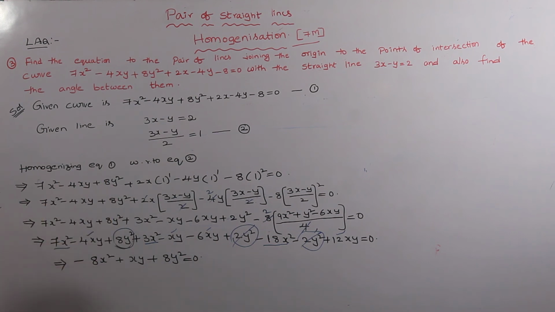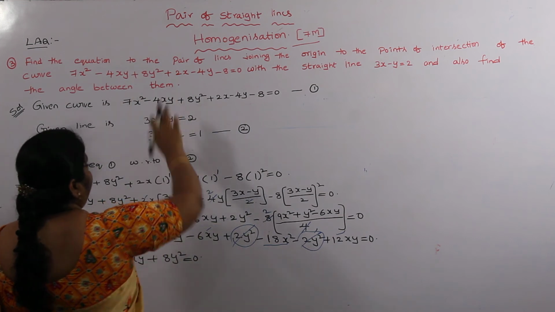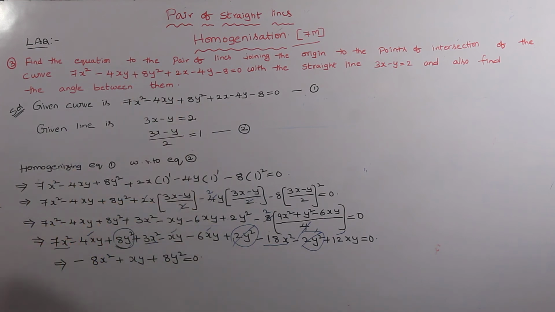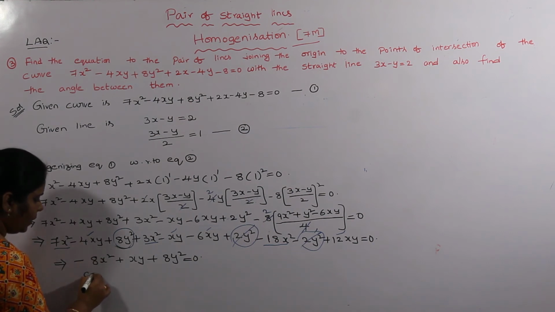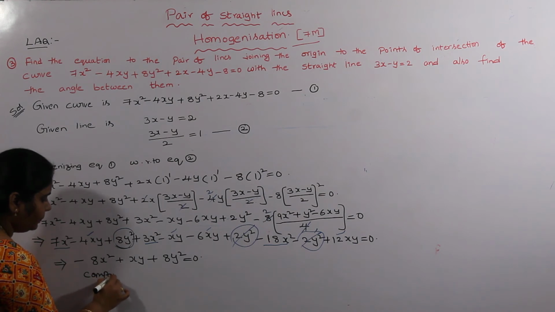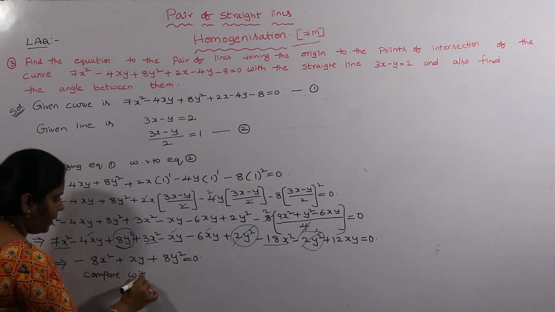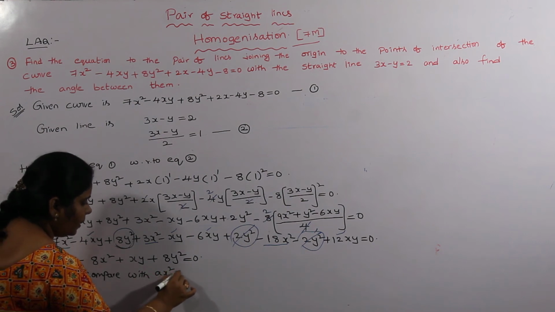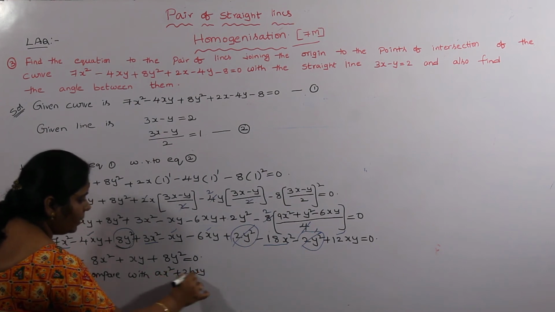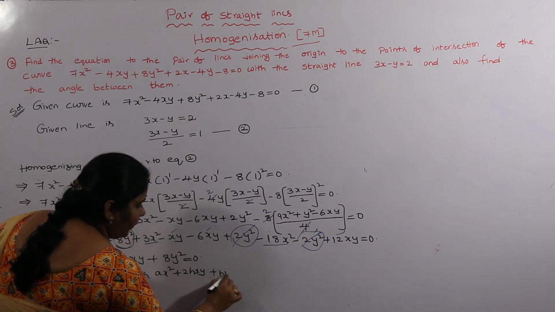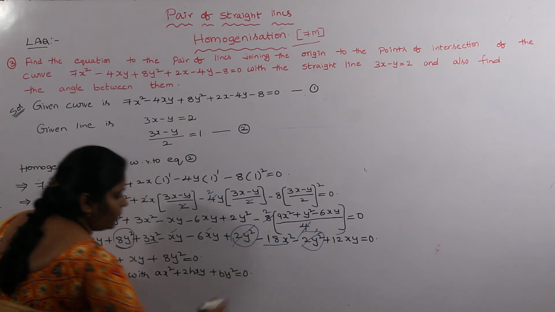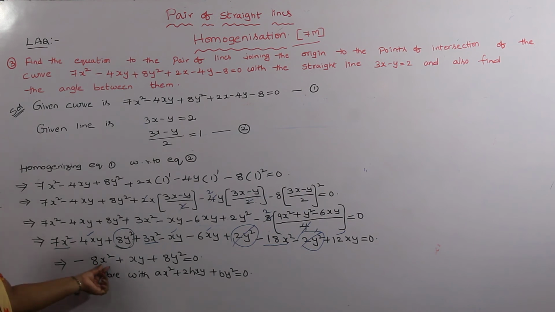Next, find the angle between them. We have the formula for finding the angle, that is cos theta is equal to something, the formula we are applying. First of all, compare with ax square plus 2hxy plus by square equal to 0, which is a homogeneous equation. Power 2, power 2, power 2. This is a homogeneous equation.